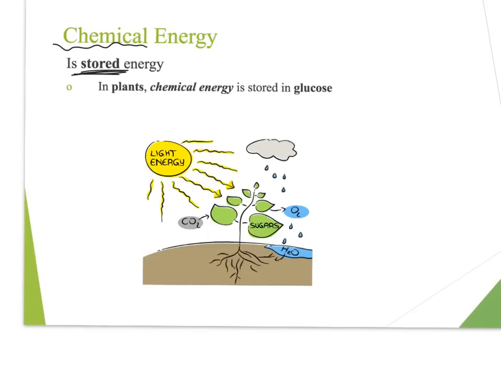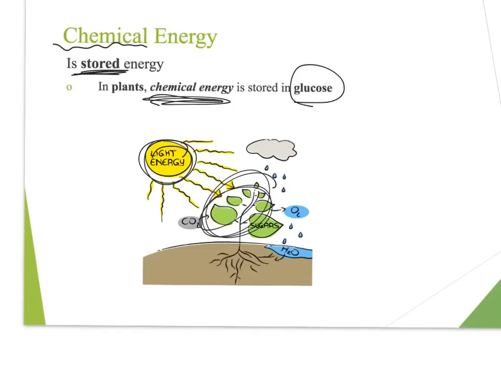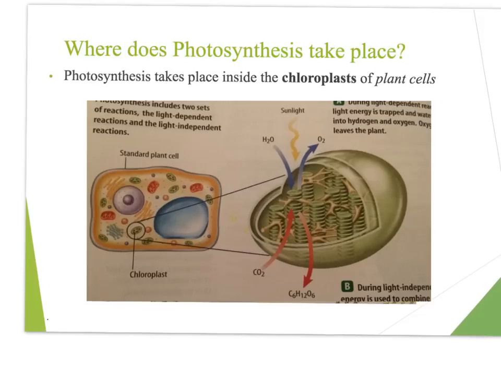So in plants, the important thing to remember is that chemical energy is stored in glucose. Remember that radiant energy from the sun is going to cause photosynthesis to happen, and then in the end, your product is going to be sugar or glucose, and that's going to be stored inside the plant to be used as food for the plant. Or if animals or humans eat the plant, then we would use that chemical energy in the form of glucose.